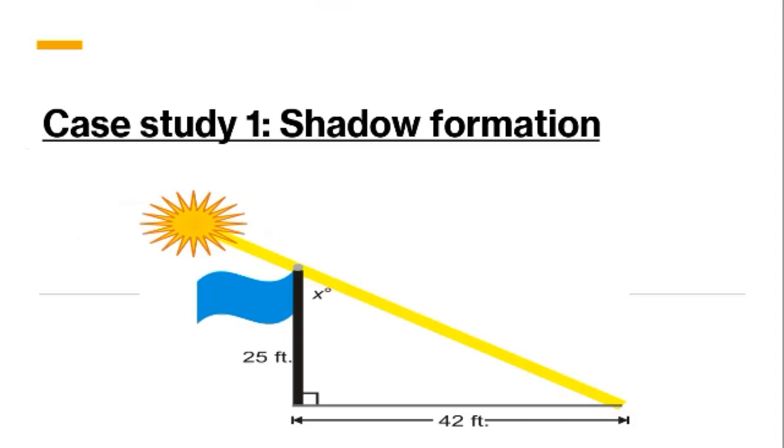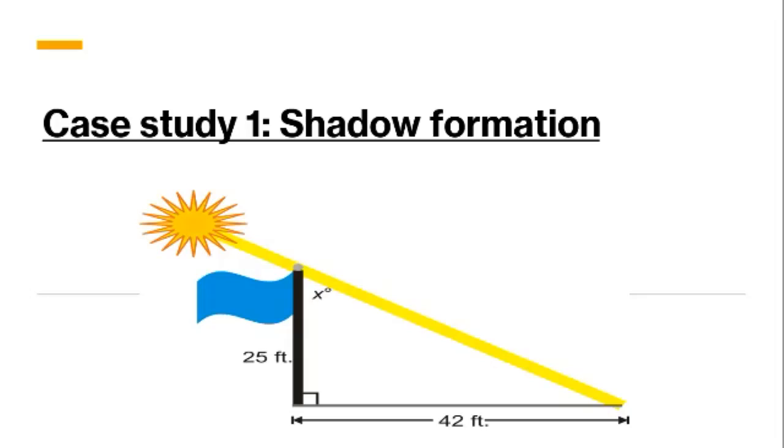Case study 1, the first one, is shadow formation. In shadow formation, what happens? Depending on the time, a shadow is formed. If there is a tower or a building or whatever object which blocks the sun's rays, a shadow will be formed on the ground. With respect to that, you have a lot of questions.